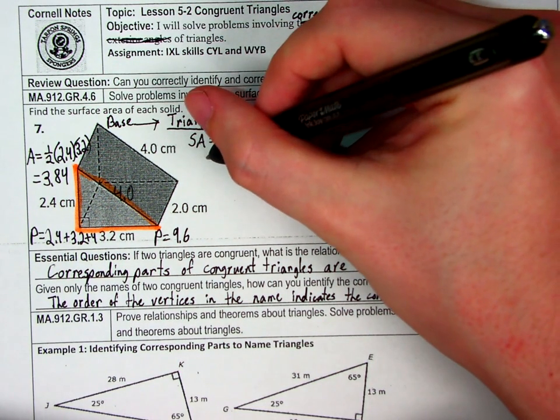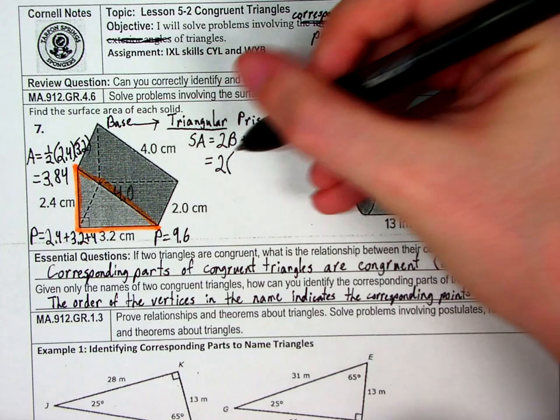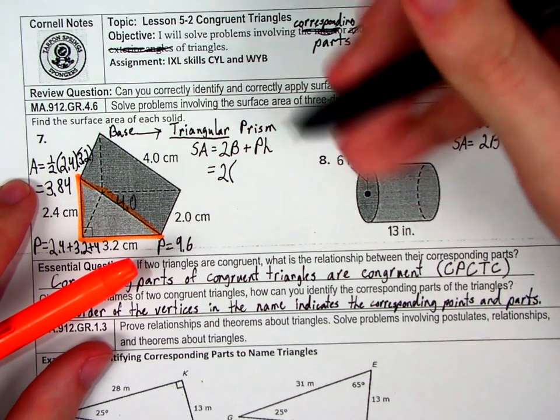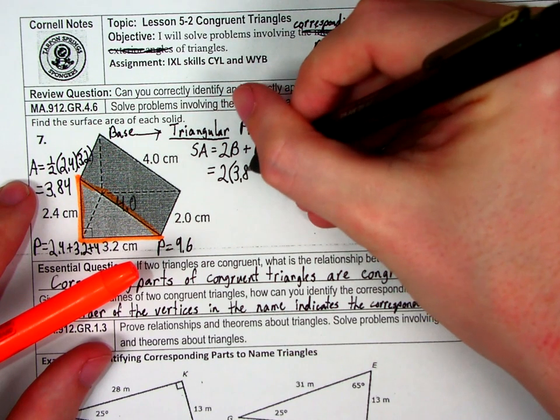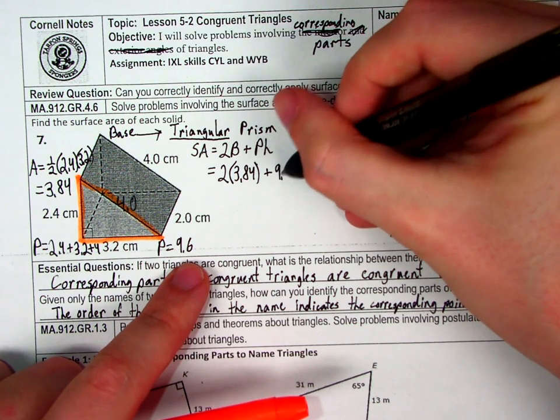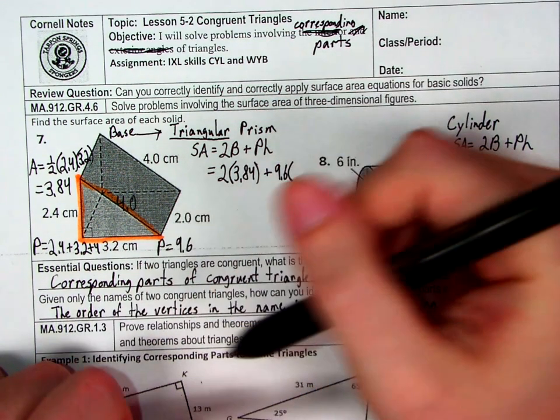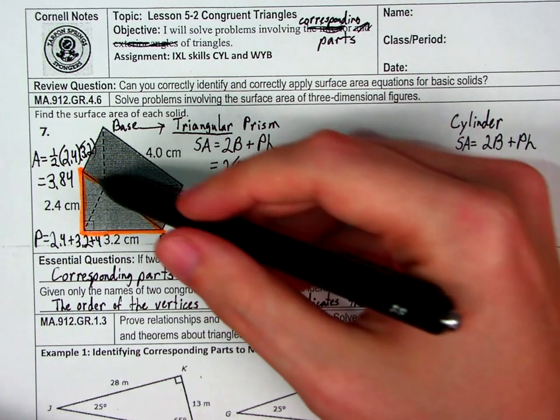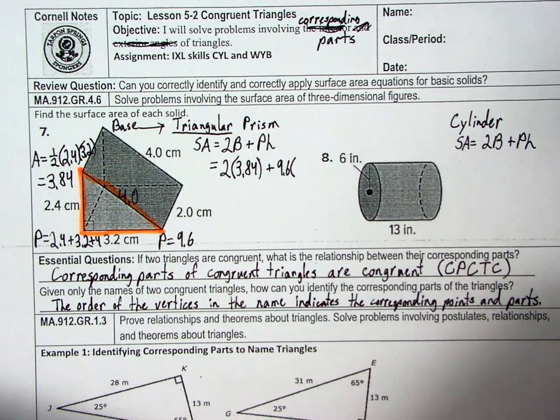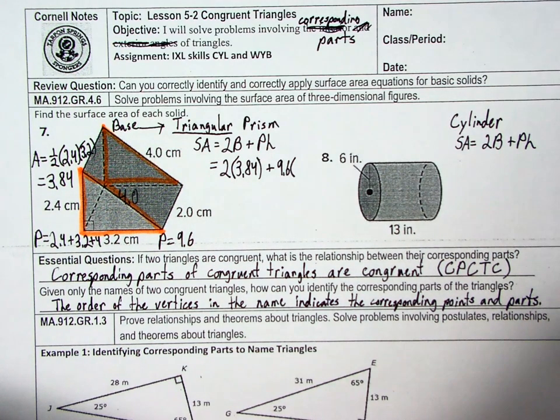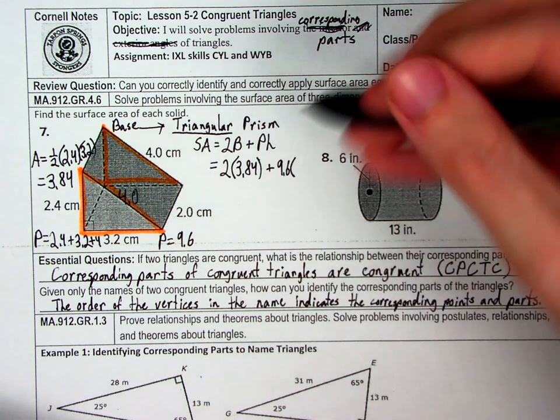We can start plugging things in. Our surface area should be twice B. B is the area of that base, 3.84, plus the perimeter, 9.6, times the height. H is normally called the height. In this case, it's the distance from one triangle to the next. How far apart are those two triangles? We see the distance between one triangle and the next is 2 centimeters.